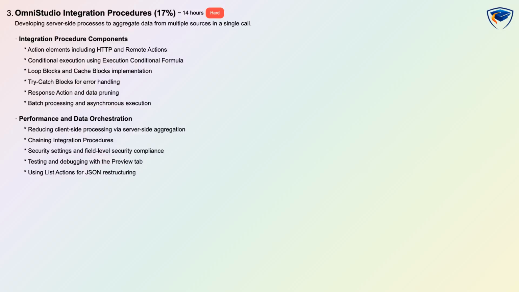You will learn integration procedure action elements including HTTP and remote actions, conditional execution with execution conditional formulas, loop and cache blocks, try-catch error handling, response actions and data pruning, batch processing, reducing client-side processing through server-side aggregation, chaining integration procedures, security and field-level compliance, testing and debugging with the Preview tab, and using list actions for JSON restructuring.